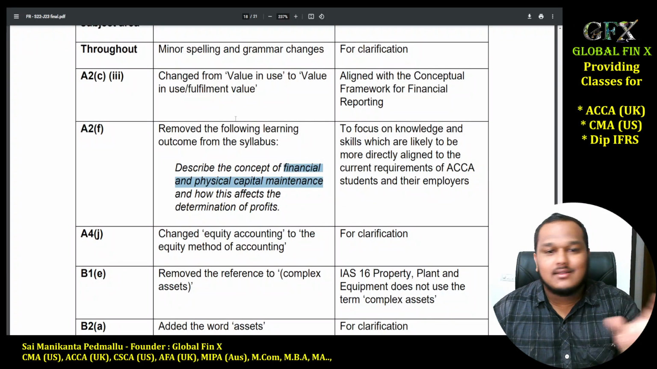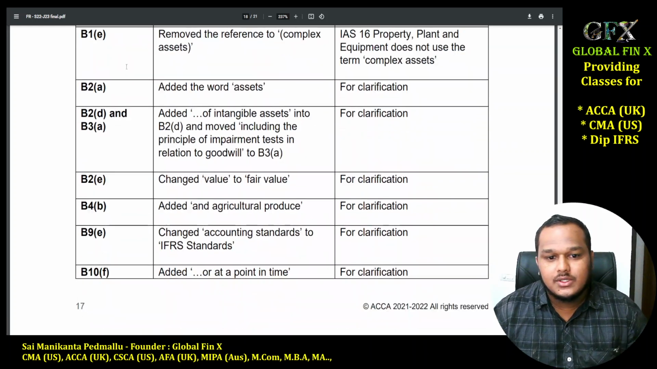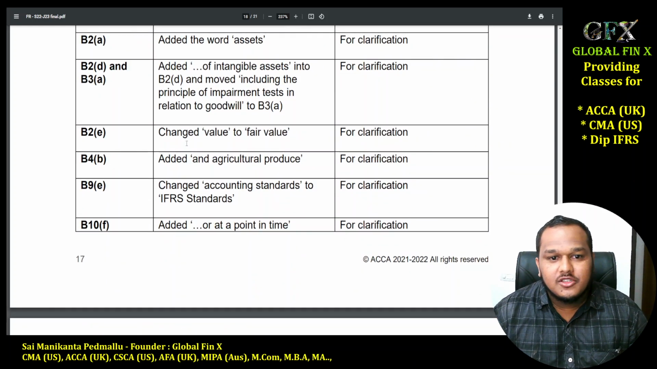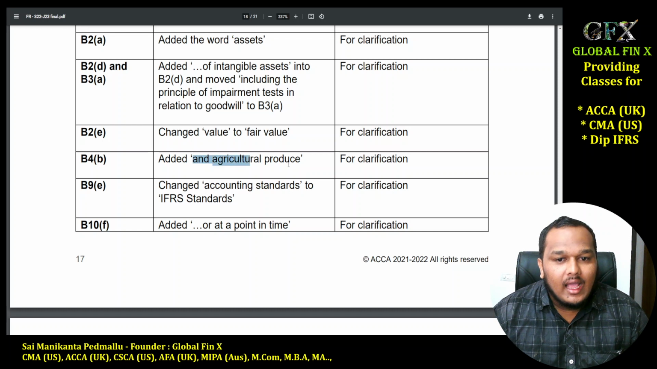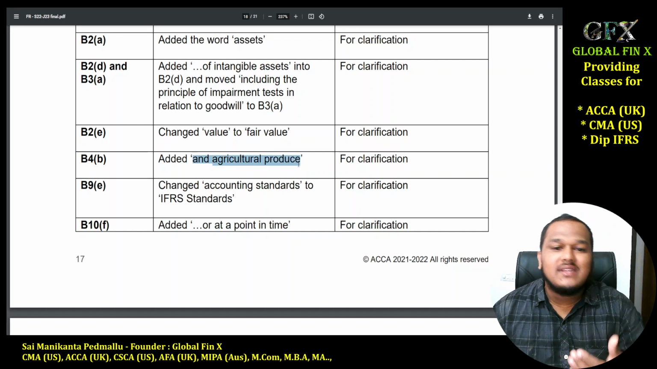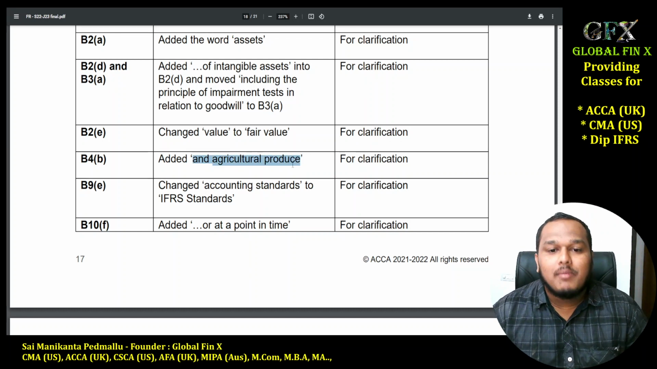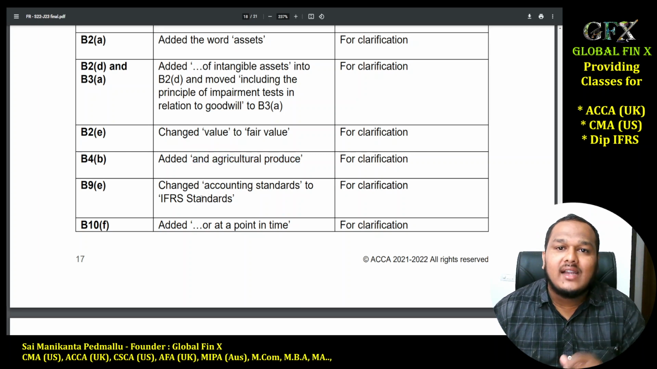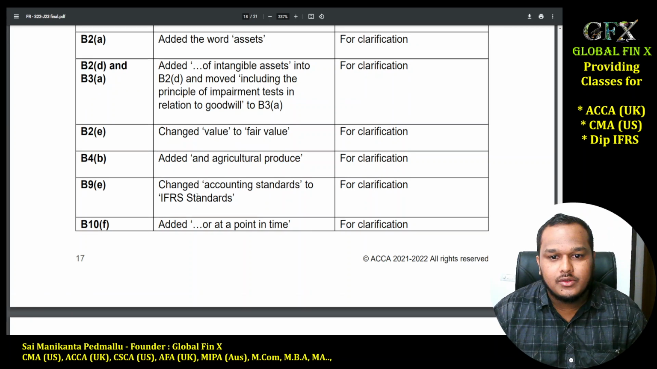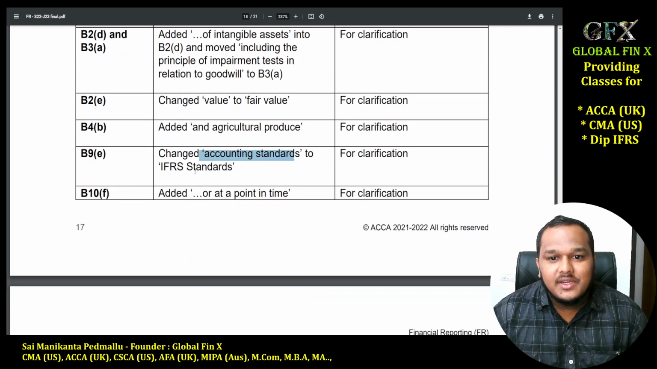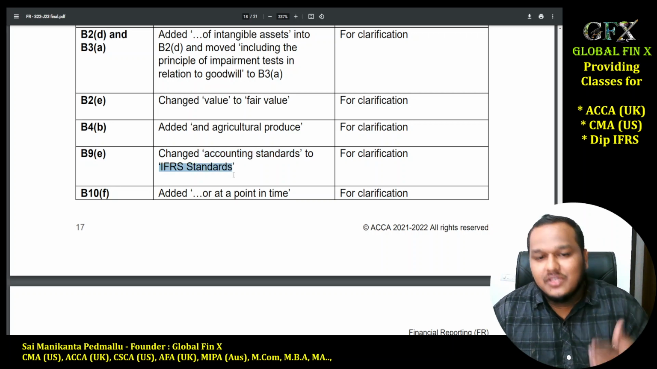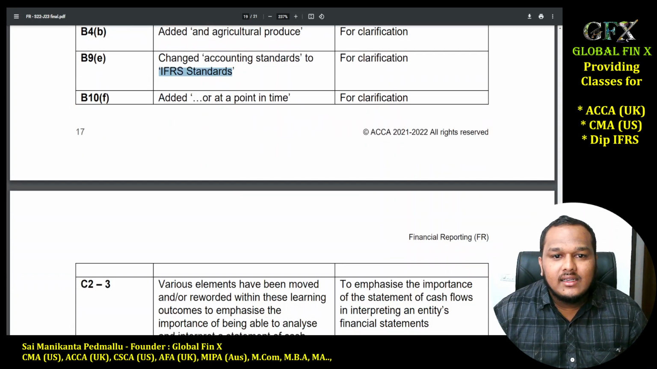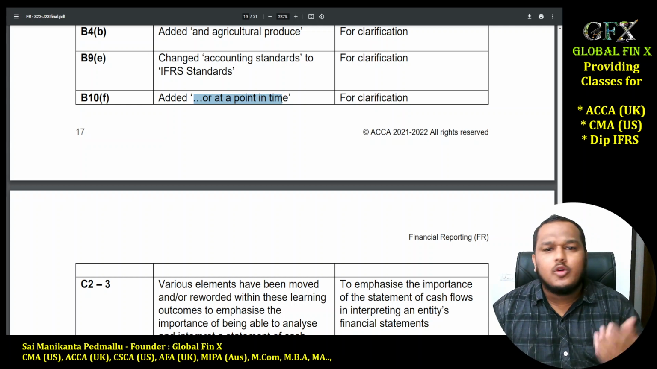Remaining all are just slight changes in the terminologies used. Similarly, value has been changed to fair value. And agricultural produce, basically they are talking about IAS 41, your biological assets related standard. They have added the words and agricultural produce. Accounting standards has been replaced with IFRS standard, which makes more sense. And then they added "or at a point of time".